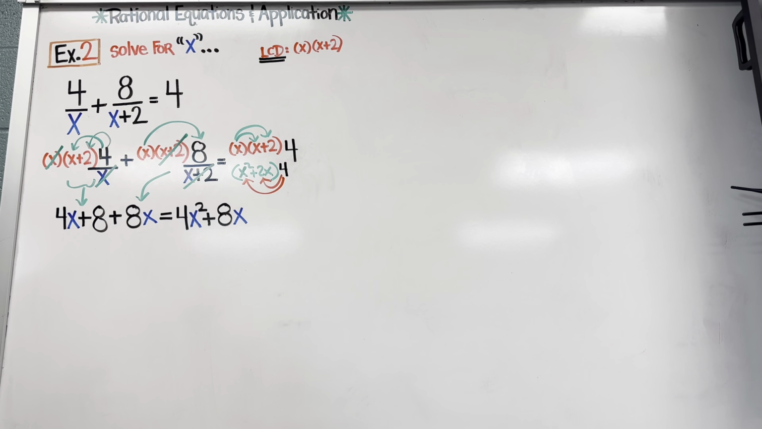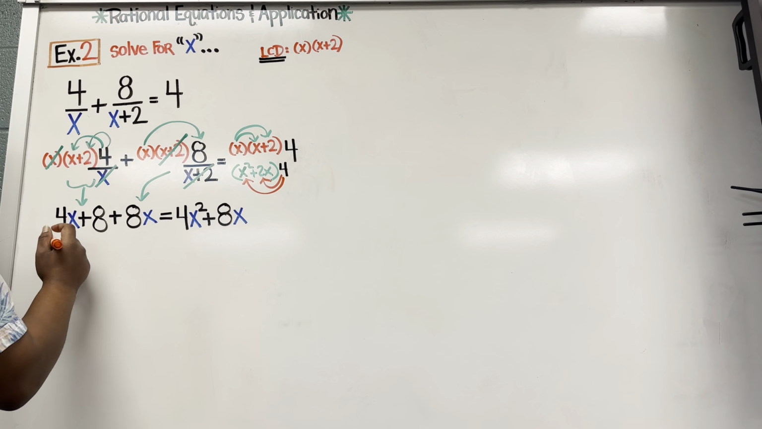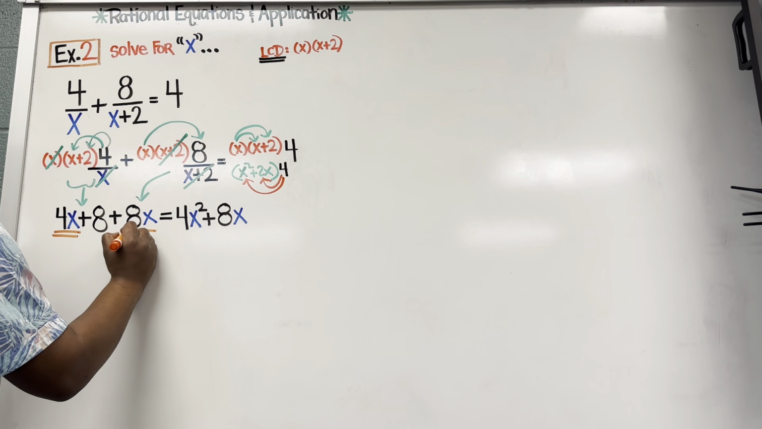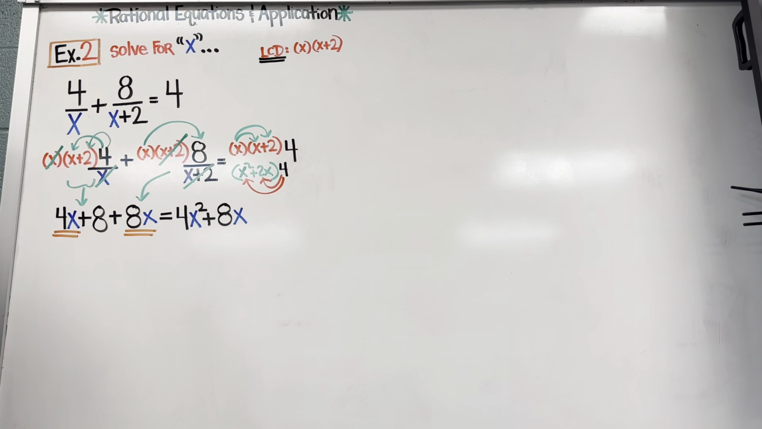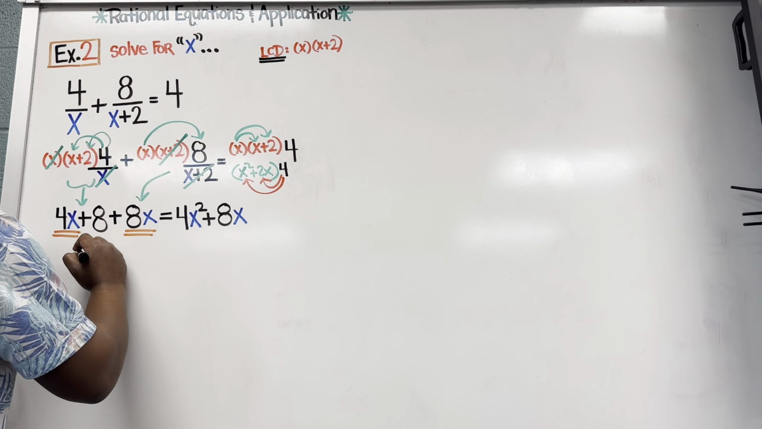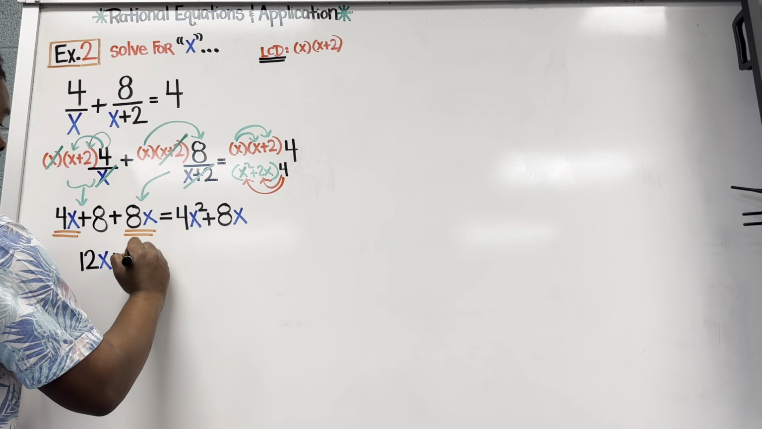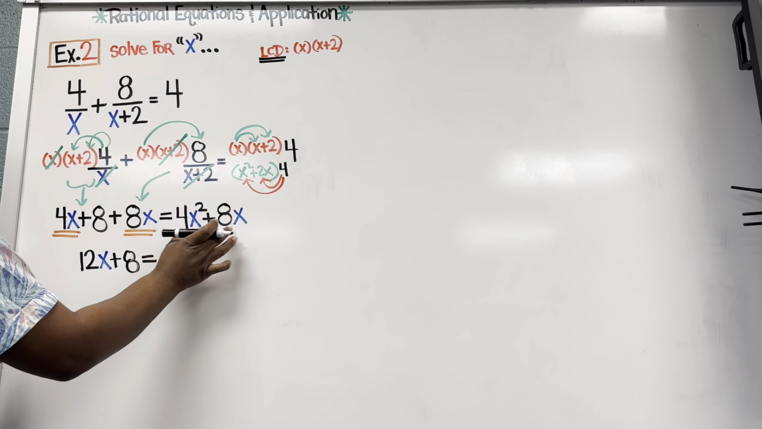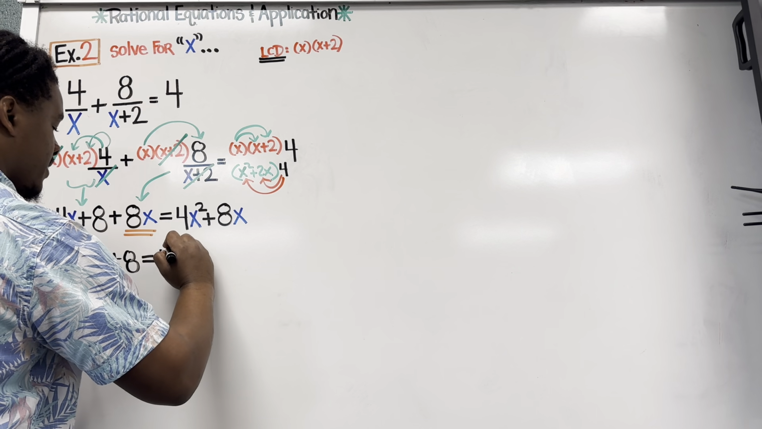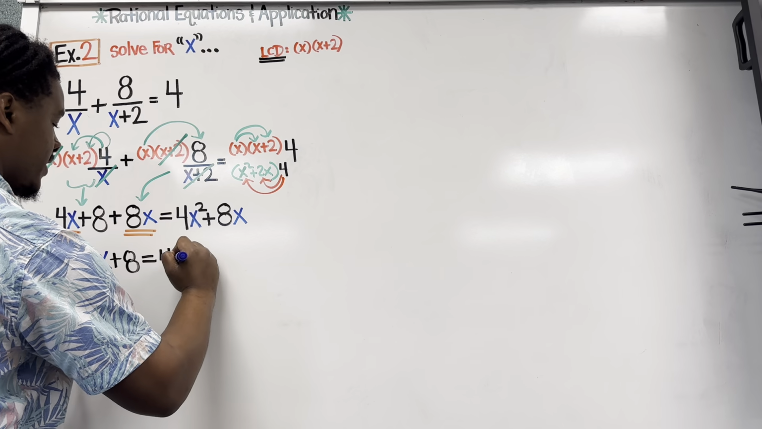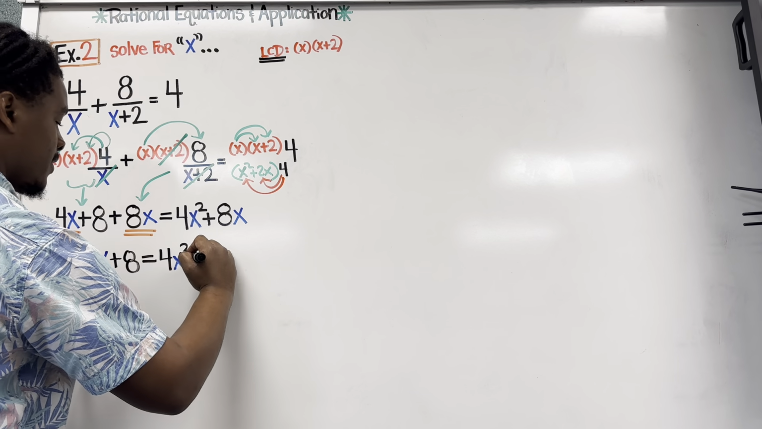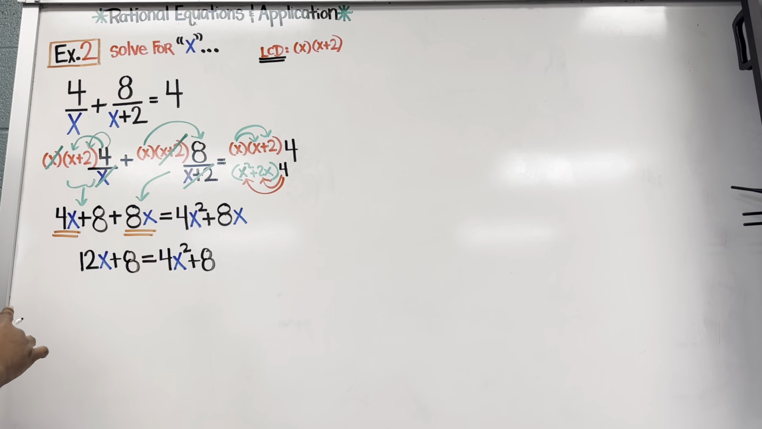So now, guys, what we want to do is see if we can combine like terms. So let's try to combine like terms. So 4x and 8x are both like terms, so we can add those together, right? So 4x plus 8x equals 12x. So I'm going to have 12x plus 8 on the left side of the equal sign. Okay? Equals, these are not like terms, so they just come down as the same, right? 4x squared, right? Plus 8x.